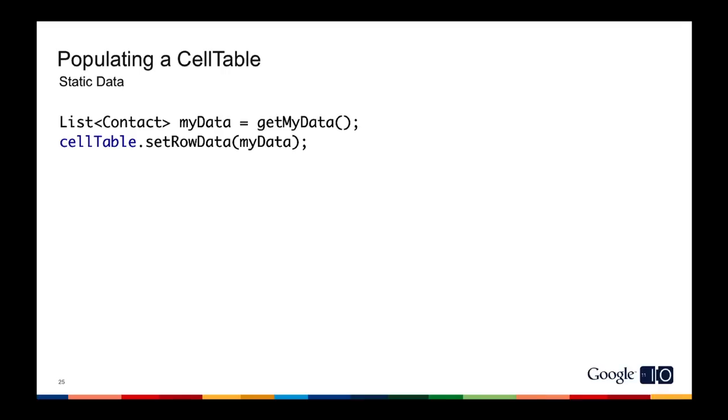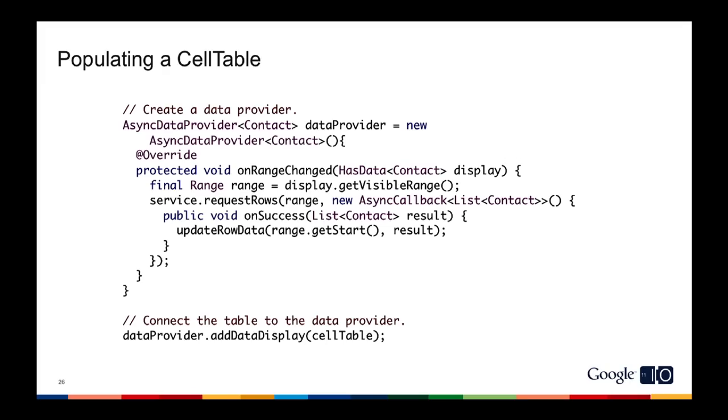The simplest version is what you see here. You take a list of data, and you call setRowData, and boom, your data will appear in your cell table. But that's really only useful if you have static data. You just want to render a large set, but it's not dynamic. So a more practical use case involves a data provider.